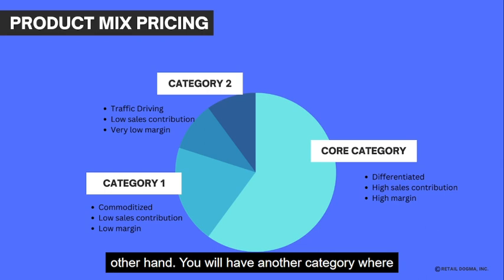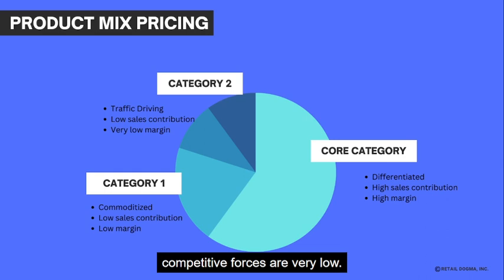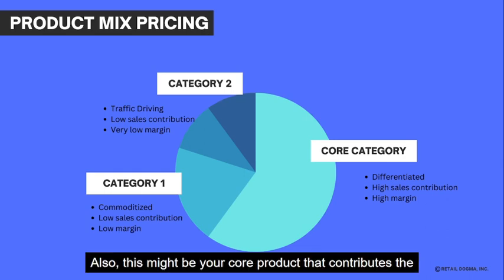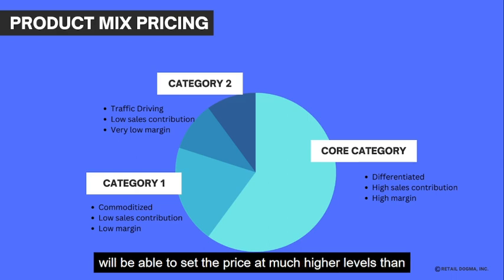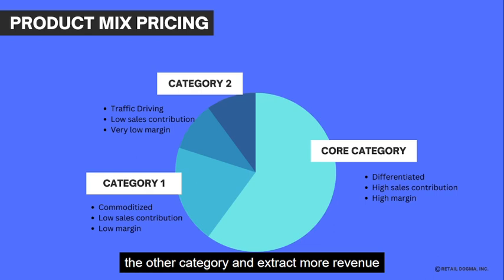On the other hand, you will have another category where your product is highly differentiated and the competitive forces are very low. Also, this might be your core product that contributes the highest to your sales mix, and you have a loyal customer base for these products. So here you will be able to set the price at much higher levels than the other category and extract more revenue and profits out of this one.